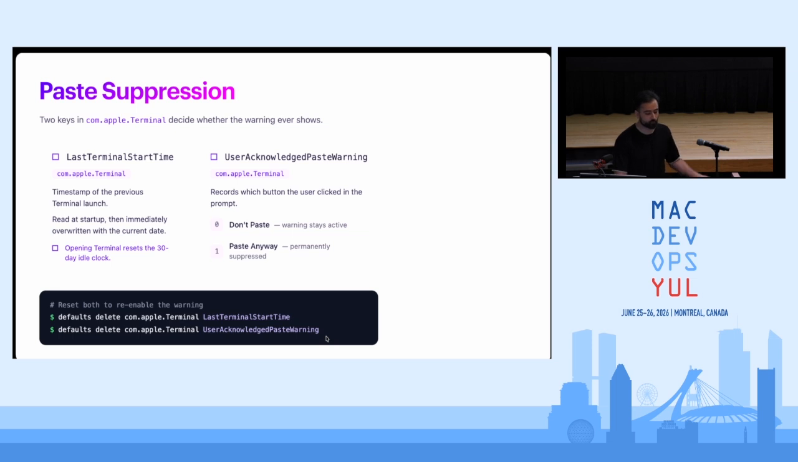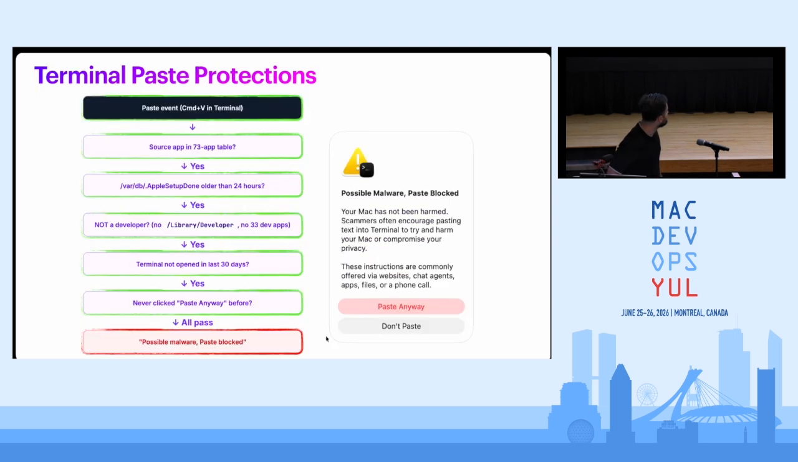If this is set to 0, you clicked don't paste, or it's set to 1 if you clicked paste anyway. And if it's 1, that warning is suppressed completely because they don't want to bother anyone. If someone knows what they're doing and they're allowing the paste, then the warning is just completely suppressed for Terminal. You could also just delete both of those with the defaults delete command if you want to test this yourself.